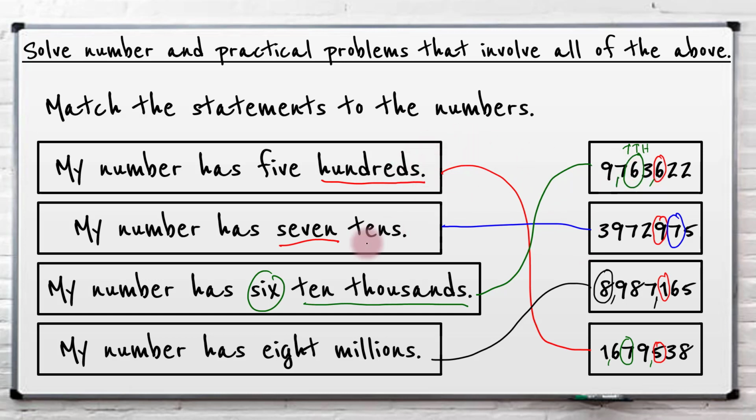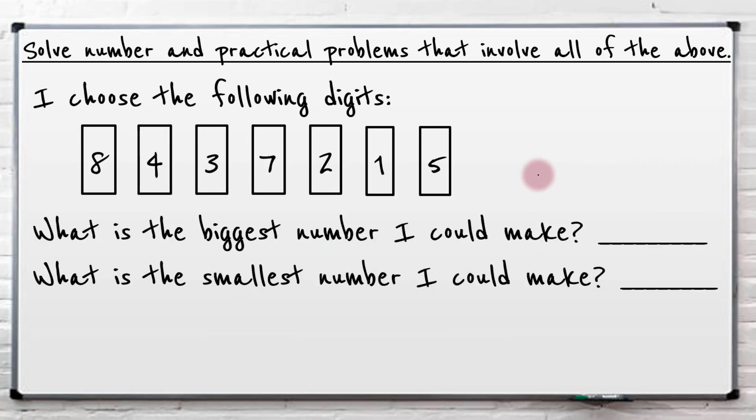So being able to match them up and not just write the numbers or read the numbers is important, and being able to pick out which of the digits is worth what. Let's look at another one.